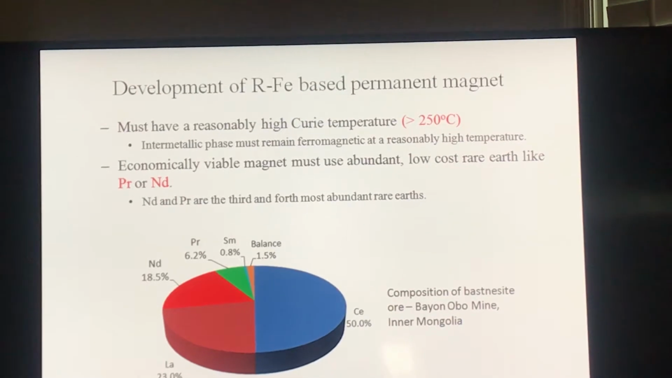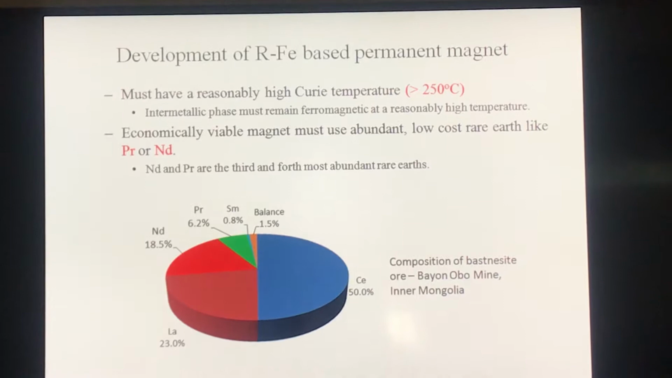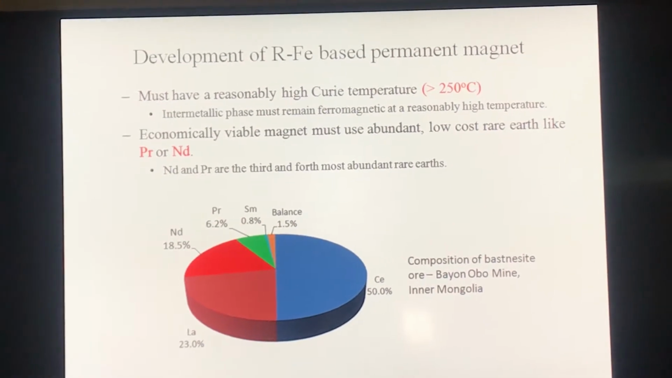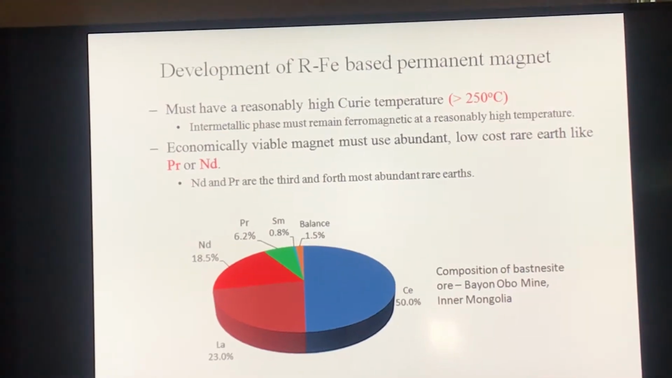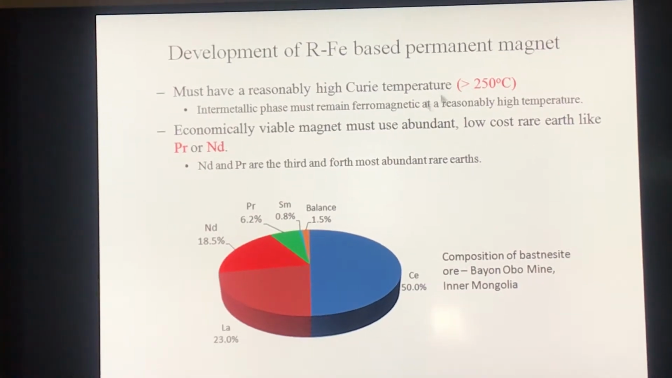Requirement is that it must have a relatively high Curie temperature. In other words, it's got to remain a permanent magnet up to a fairly high temperature, because if you're under the hood of an automobile, your temperatures could be as high as 180 degrees centigrade. So we arbitrarily set a Curie temperature of at least 250 degrees centigrade.